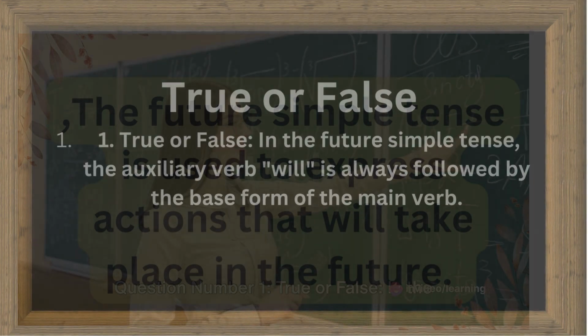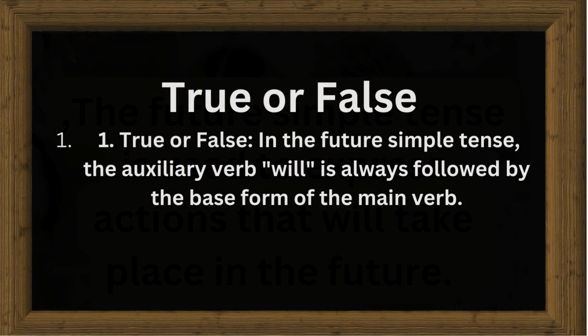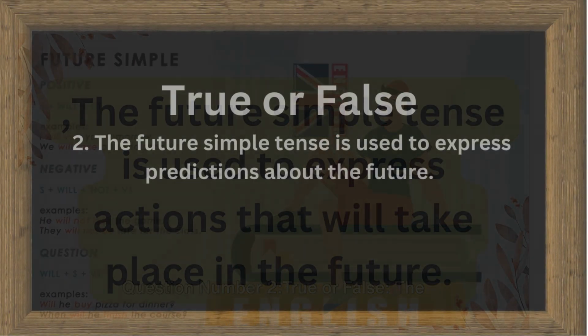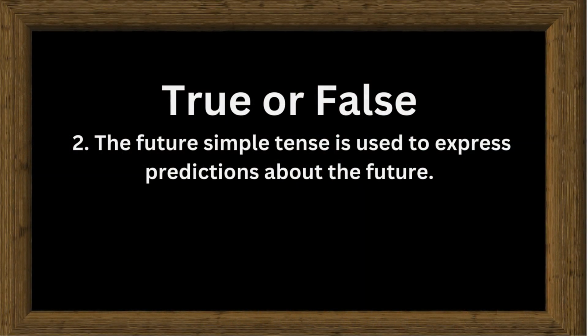Question number 1. True or false? In the future simple tense, the auxiliary verb will is always followed by the base form of the main verb. Question number 2. True or false? The future simple tense is used to express predictions about the future.